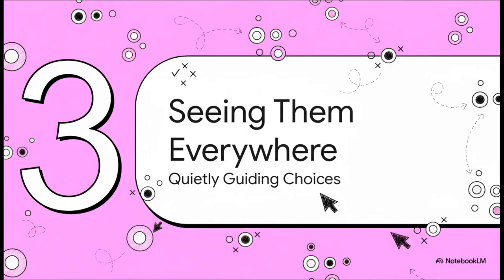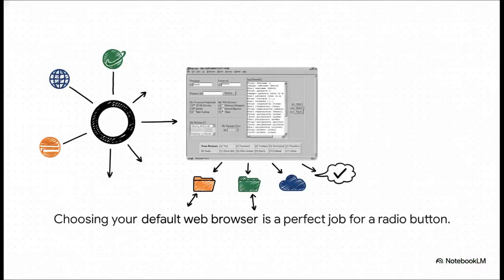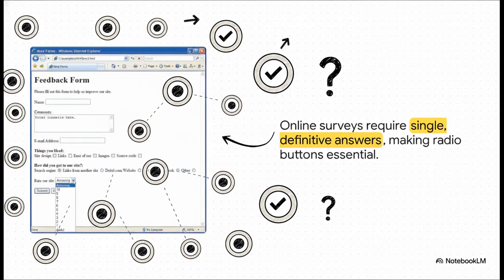Now that you know the basic idea, I promise you are going to start seeing them everywhere, just quietly guiding choices all over the web. For instance, when you're setting up a new program and it asks you to choose your default web browser, you can only have one default, right? So that makes it a perfect job for a radio button. It's the same exact thing in any online survey. When you're asked to pick just one answer from a list, the radio button is that subtle guide, making sure your choice is recorded clearly without any room for confusion.